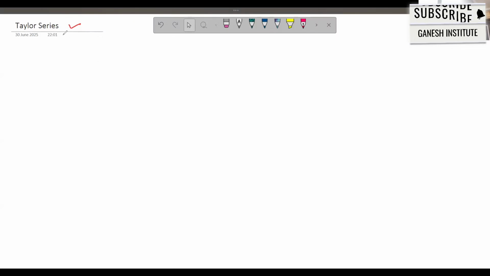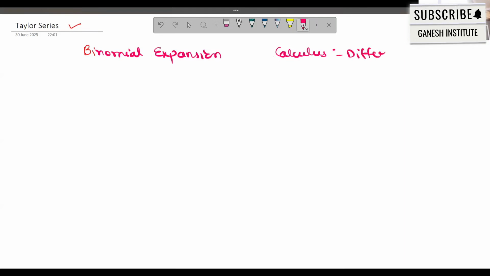But before going ahead, we need to make a base for a few topics. One is binomial expansion. Let me stop annotation and do it using pen. One is binomial expansion and another one is differentiation, like calculus. Calculus has two parts, differentiation and integration. So we'll go with differentiation.